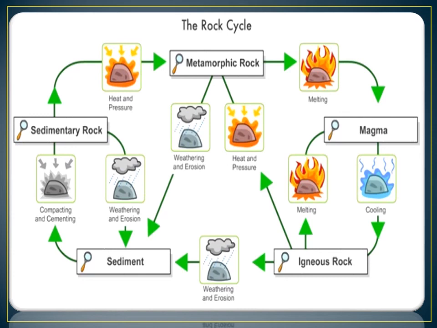It is also possible that an igneous rock will be converted into sedimentary rock, into metamorphic rock, and turn back into sedimentary rock again. The rock cycle is one of the non-stop processes that occurs beneath and on the surface of the earth.